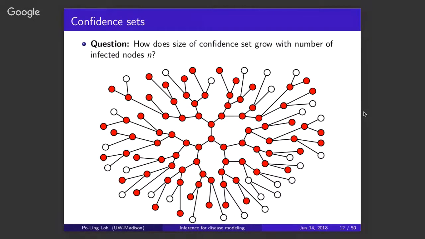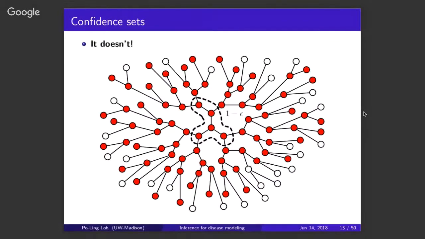And by number of nodes increases, I basically mean that we have some kind of an infection and then we let it propagate even further. So the interesting conclusion that we drew was that, in fact, the size of this set does not have to grow. Well, a couple comments on this.